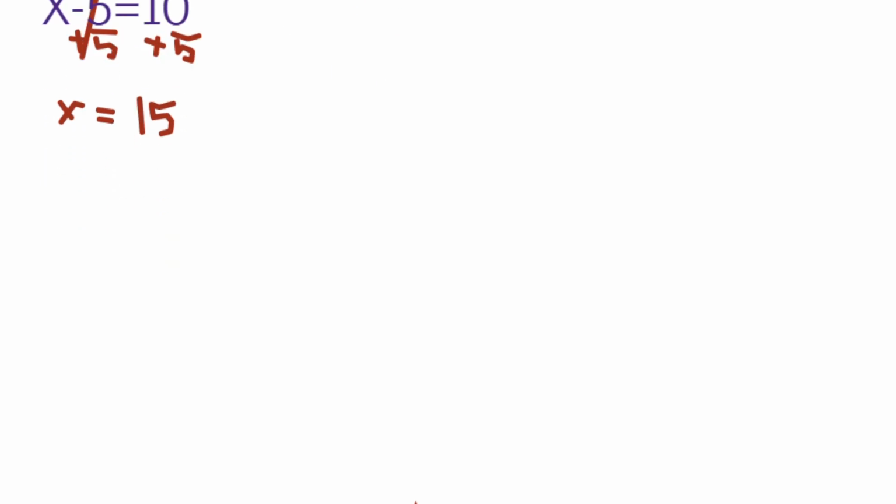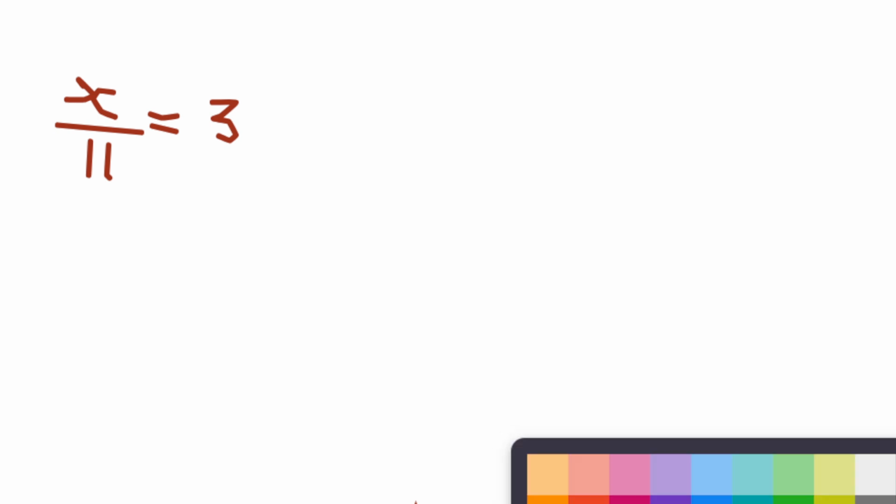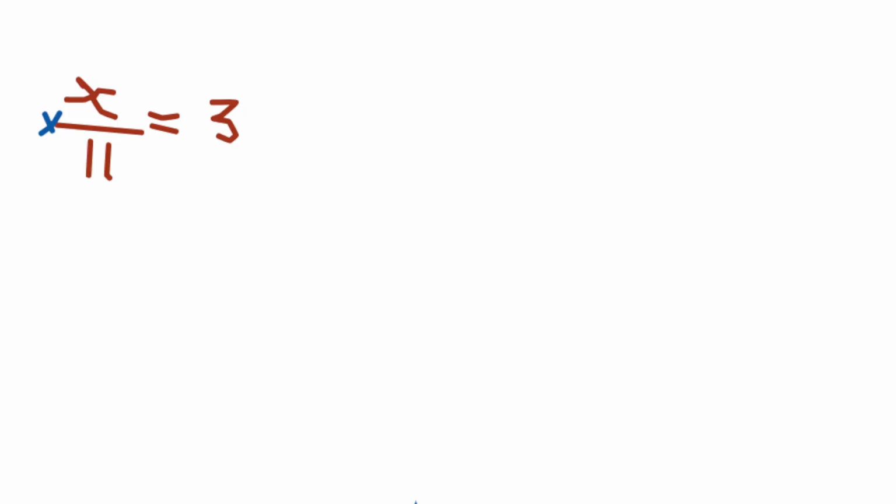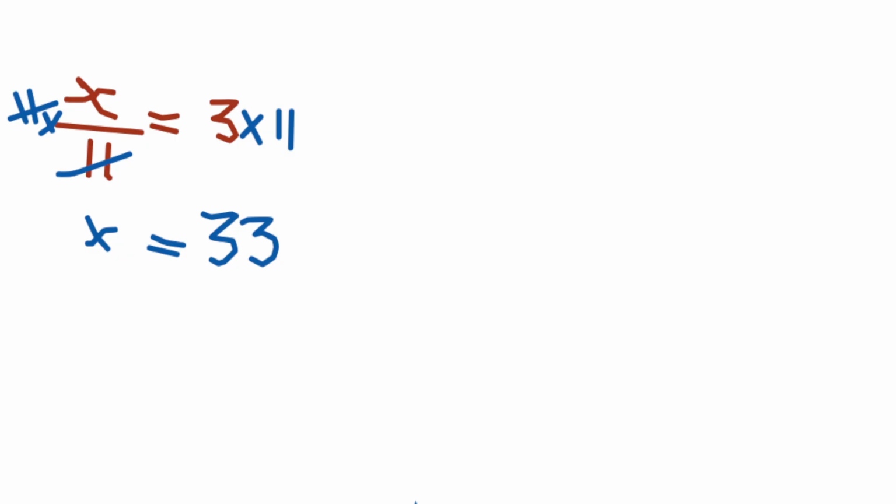Now let's have another example. What if it was x divided by 11 equals 3? Oh, division? Yes. So we do the opposite, times 11. Times 11, cancel, so x equals 3 times 11, which is 33. And that's it. This is it, nothing else.